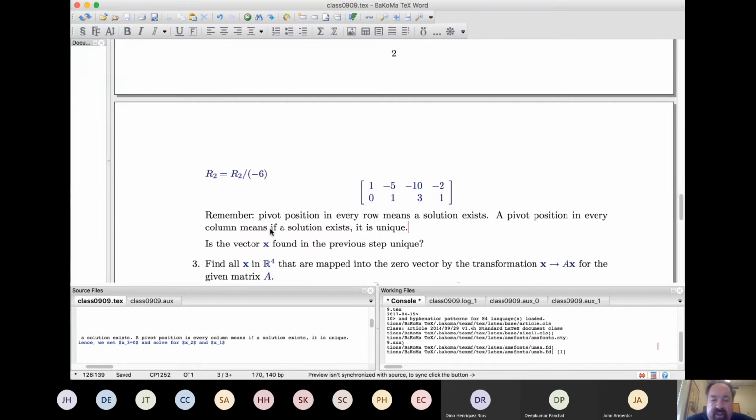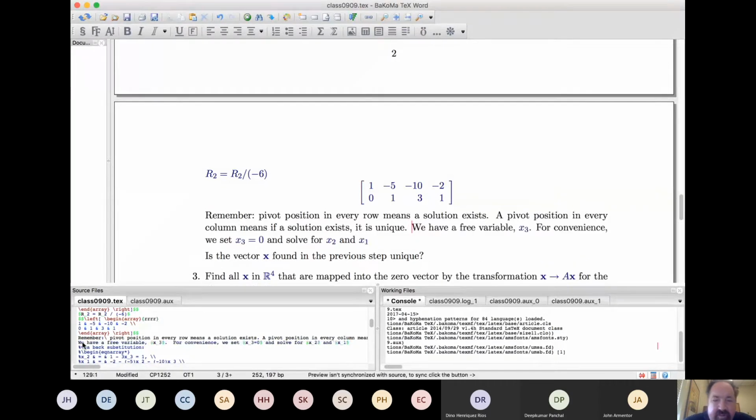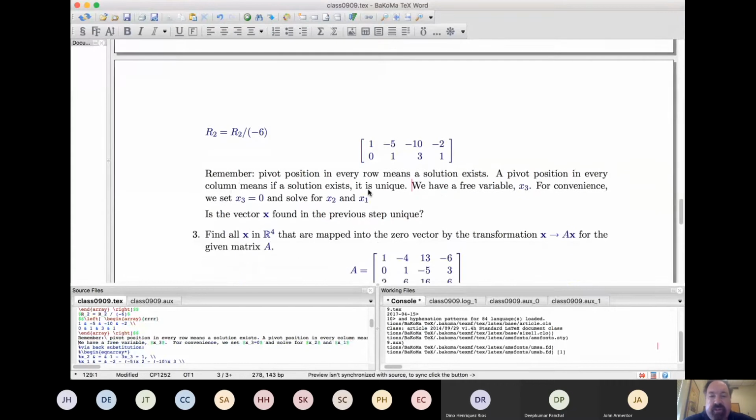And I have to say, if a solution exists, because what if you have a matrix that has only a few columns and many rows? Then you may have a pivot position in every column, but it's possible that the system might be inconsistent. Okay, so here we have a pivot position in every row, these two spots. So a solution does exist, but because we have this excess column here, as was just mentioned, we do have a free variable x3.